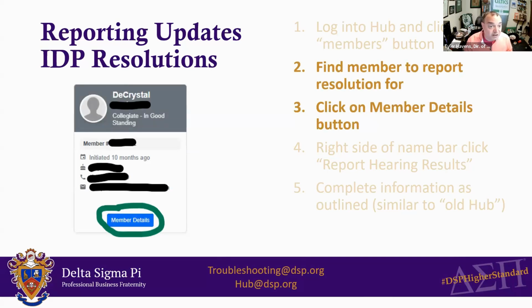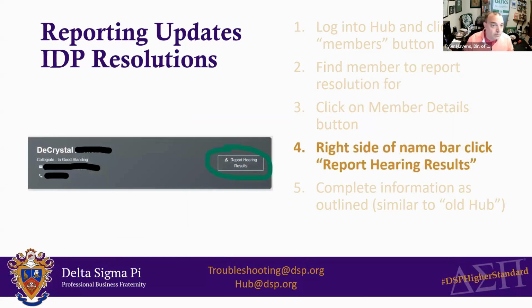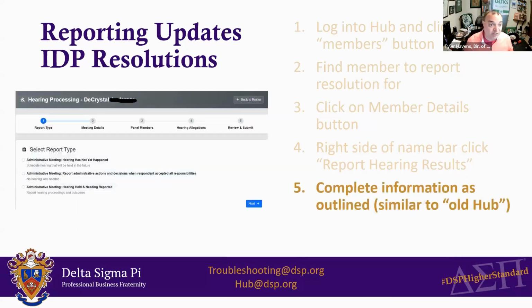They are going to look for the individual that they had that result for and click on that member details button. When they open up that member details button, it is going to, in that header, show a report a hearing result. And they will click on that, and from there they will move forward with the same pieces that they previously had under the old hub.